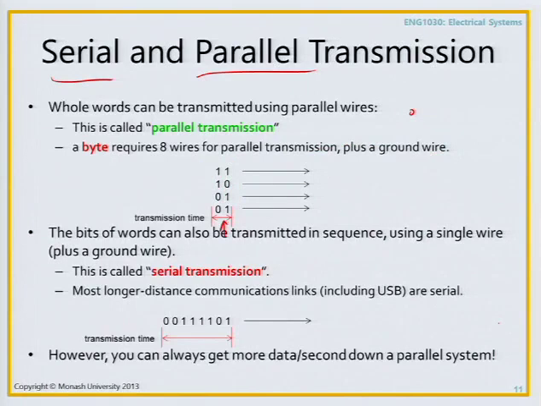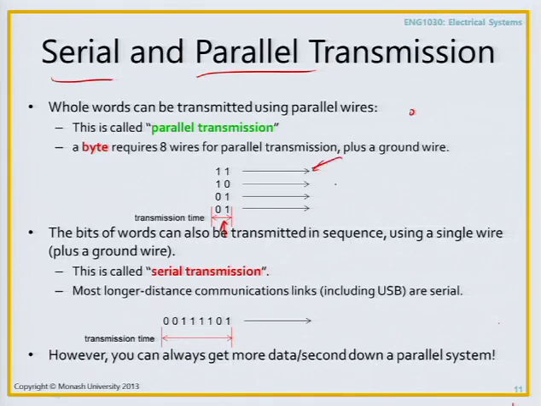As opposed to the other way, which is called serial transmission, where if I take that same sequence of bits and I want to transmit them all one after the other, then the transmission time here, as you can see by the length of the lines, is about 4 times greater than if I sent it in parallel. What is the disadvantage of sending in parallel? We need more lines, right?